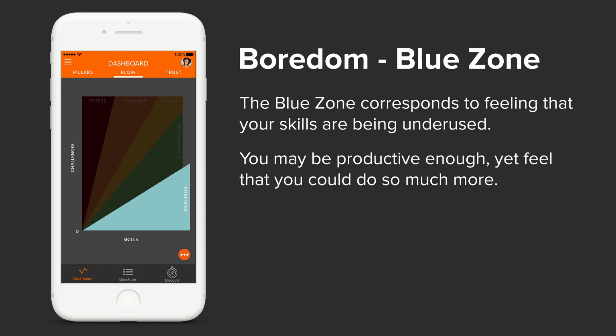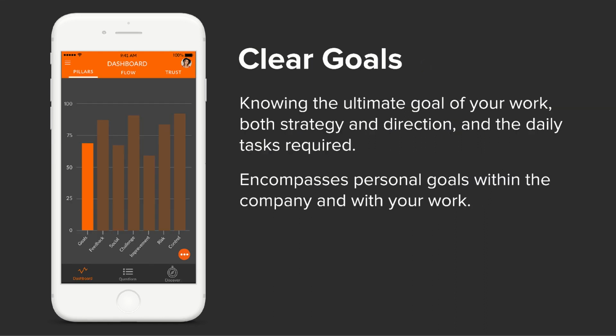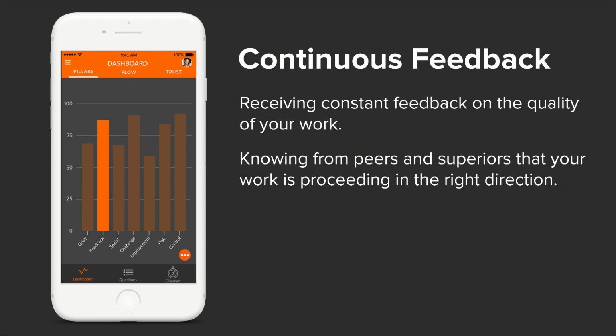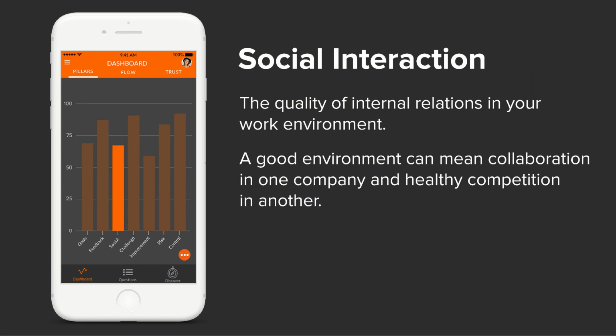As we move over to the 7 pillars of intrinsic motivation, these begin to explain to us why we're in that state. Clear goals or purpose tells us why we're doing what we're doing, if it's clear to us. Continuous feedback is knowing how well we're doing our jobs on a daily basis. Social interaction is the strength of our relationships with the people that we work with.